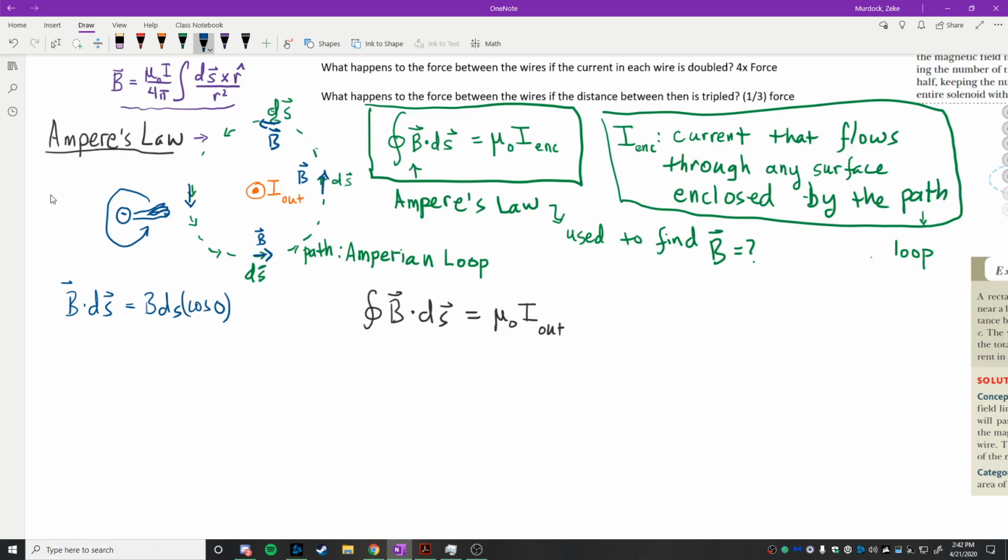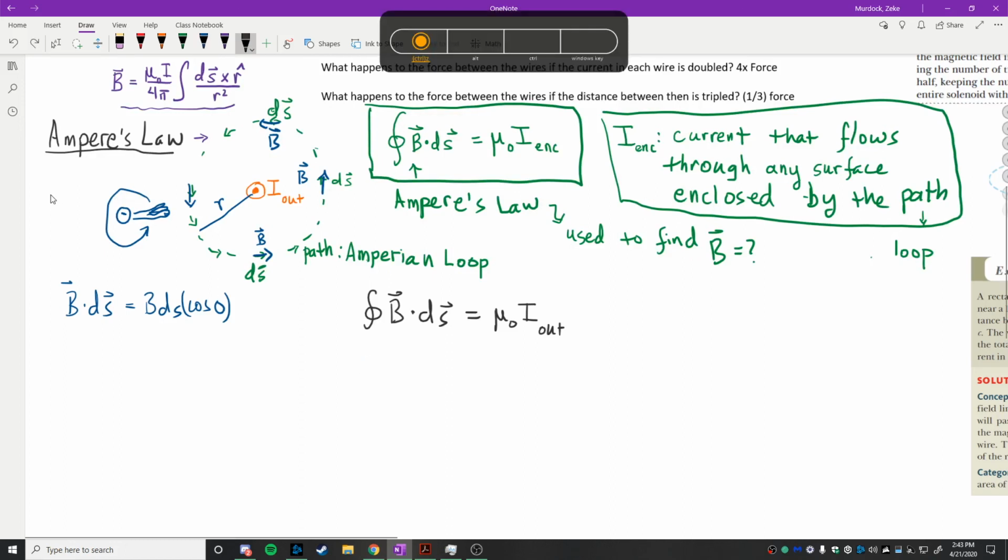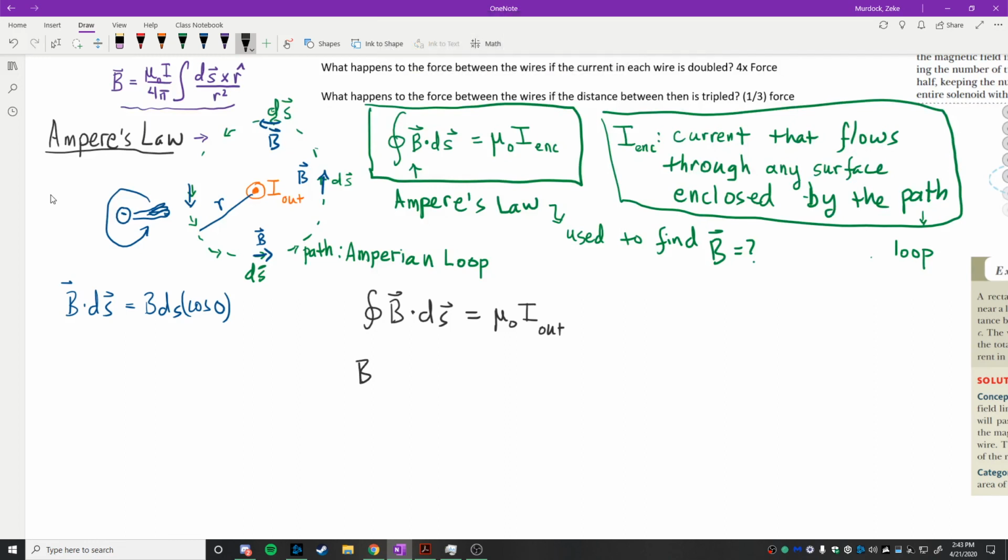In addition, and now we need to label one other thing on here, if I define this to be r, the radius of my circular path that I've created right here, then I can say that at every point on that circular path, the magnetic field should be the same. Just symmetric. It has to be symmetric, right? Which means that I can actually pull the magnetic field out of this equation right here.